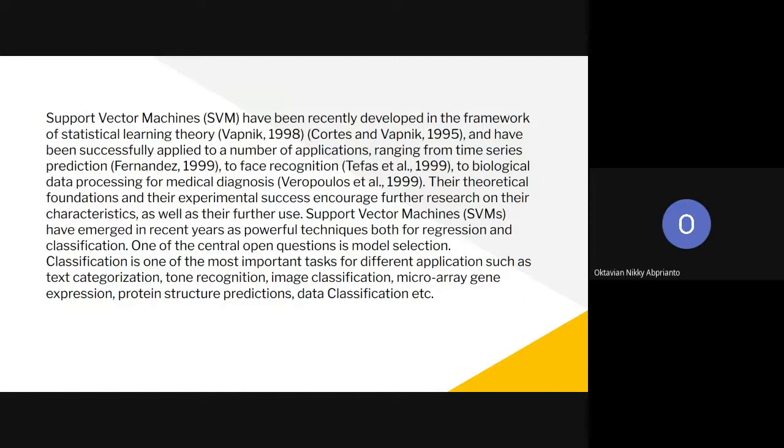Support vector machines, or SVM, have emerged in recent years as powerful techniques both for regression and classification. One of the central open questions is model selection. Classification is one of the most important tasks for different applications such as text categorization, tone recognition, image classification, microarray gene expression, protein structure prediction, data classification, and etc.